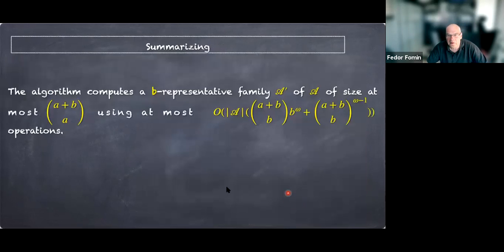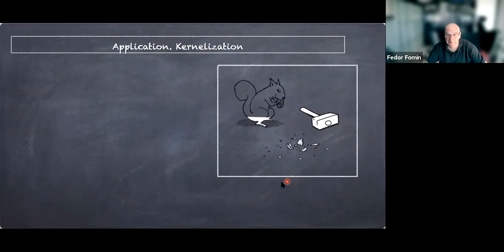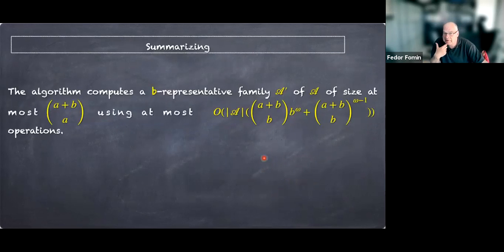this construction. Okay. So summarizing, now we have an algorithm which computes the B representative family of size at most A plus B, and it uses at most this number of operations. And because I'm working in a finite field, it's much more convenient to speak about the number of operations. It's not exactly the same as the running time, but up to a logarithmic factor in the size of the field, that should be more or less the same. Okay, and now we have a completely polynomial time algorithm which computes representative sets.